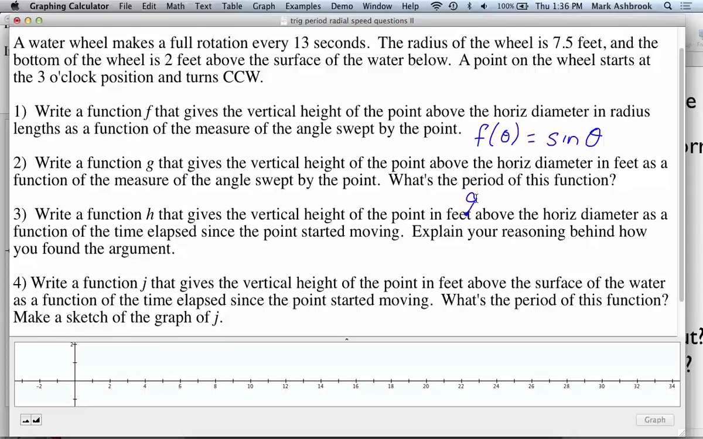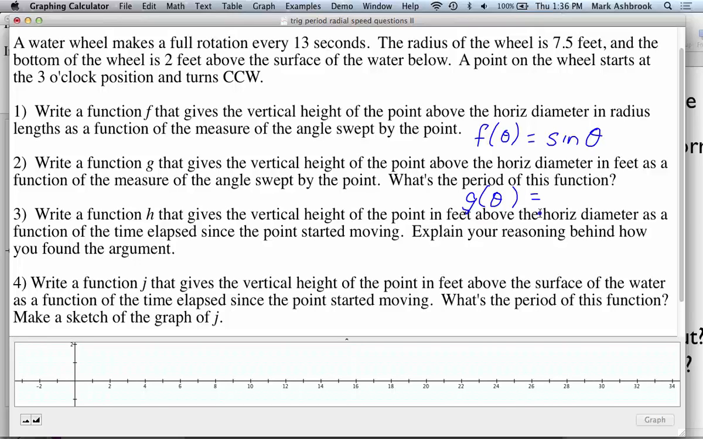So what is the input into this one? What's the input? Jaden, what's the input into this function? What quantity? Measure of the angle. Maybe radians, could be degrees. Which angle? Measure of which angle? Better know which angle it is.